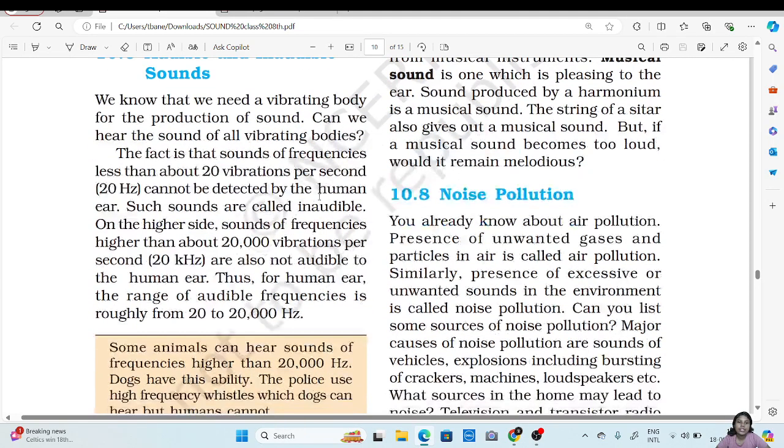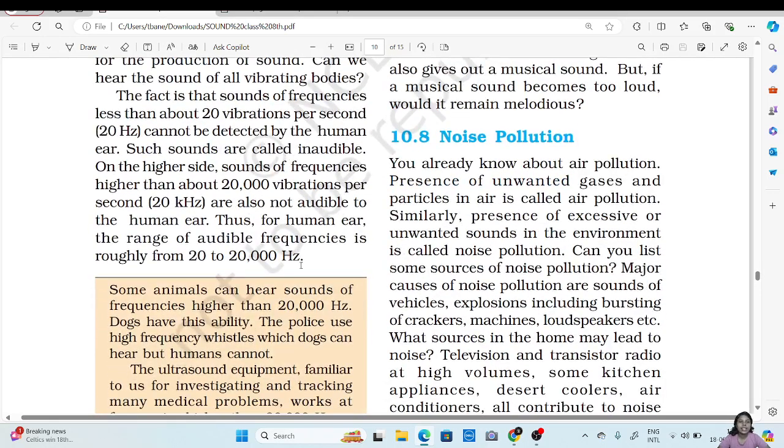So the fact is that sounds of frequencies less than about 20 vibrations per second, that is 20 hertz, cannot be detected by the human ear. What they are saying is that any sound which has a frequency of less than 20 hertz, below that we won't be able to hear. Say an object produces a sound with a frequency of 15 hertz. That sound we won't be able to hear. Such sounds, whose frequency is below 20 hertz, are called inaudible sounds.